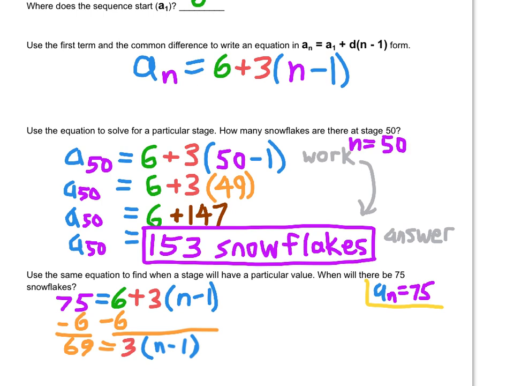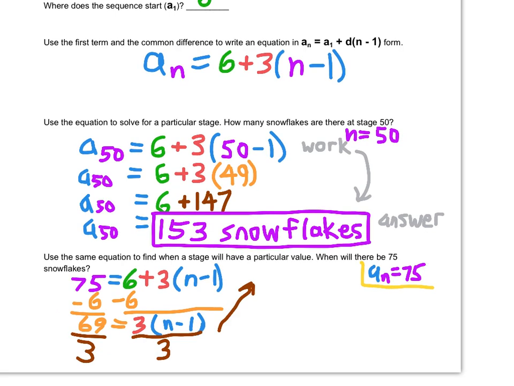Now you're saying 3 times what gives me 69. So what does this parenthesis part have to equal? Remember, if you don't see a plus, a minus, or a divide between a number and a parenthesis, it's implied that we're multiplying. So how do we undo multiplying? Well, we divide. Dividing both sides by 3, we get 69 divided by 3, which is 23. On the right, 3 divided by 3 is 1, so all we're left with is the n minus 1 part.